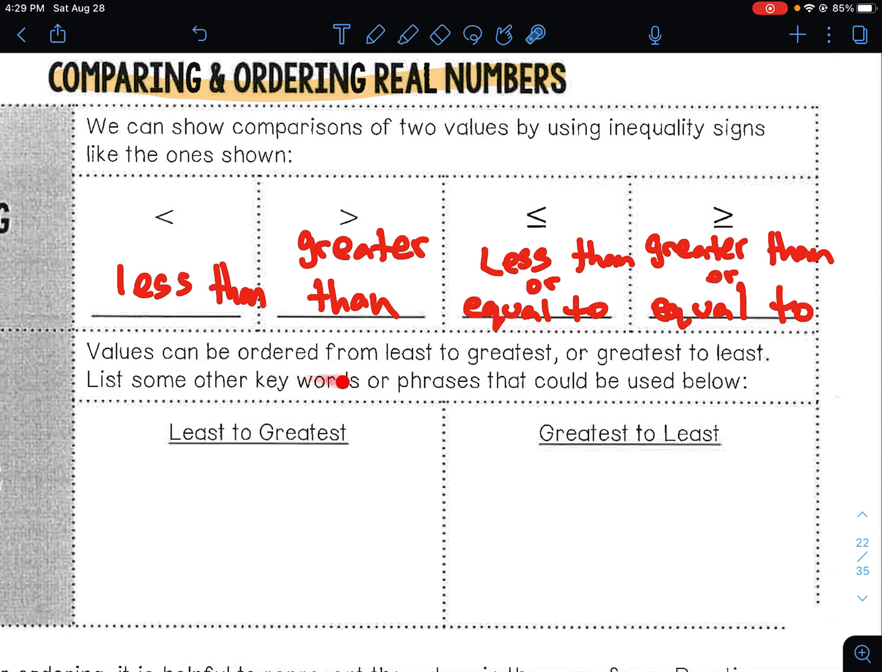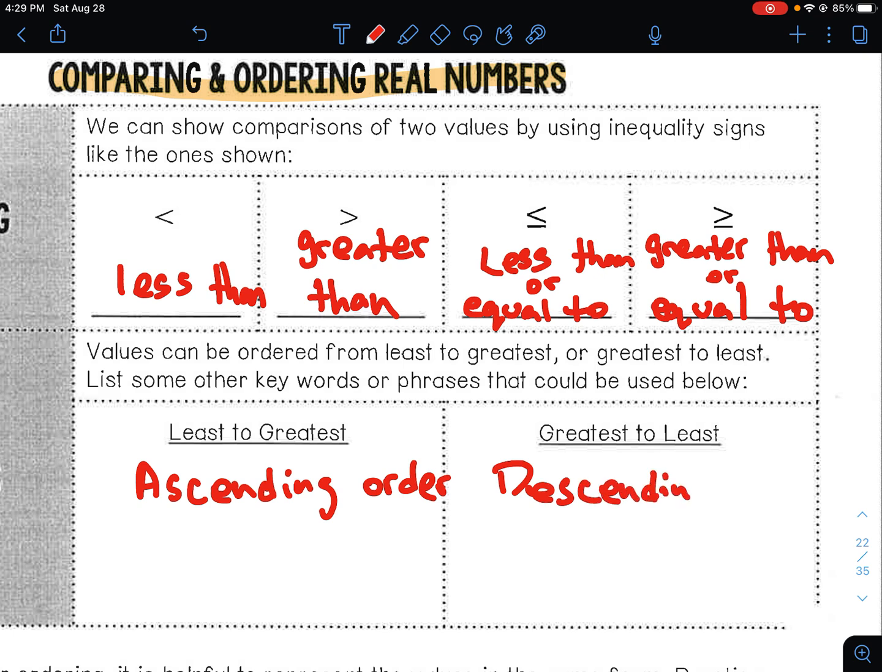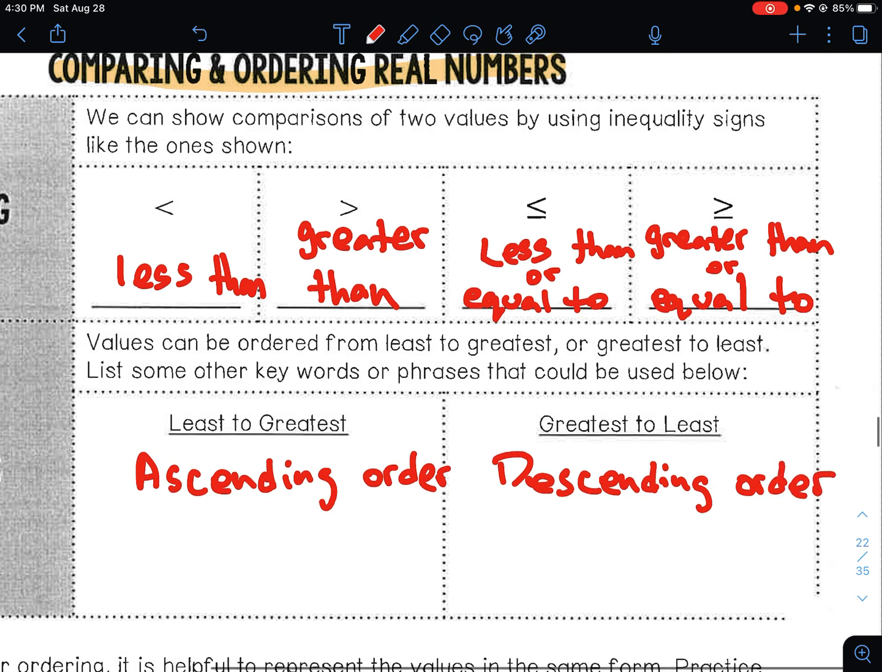So values can be ordered from least to greatest or greatest to least. List some other keywords or phrases that can be used below. You can say smallest to biggest for least to greatest, but I'm not going to write that down. One that you might see that is a little bit more higher in the vocab is ascending order. Ascending order. Greatest to least, descending order. To descend is to go down. So you may see those words instead of greatest to least or least to greatest.